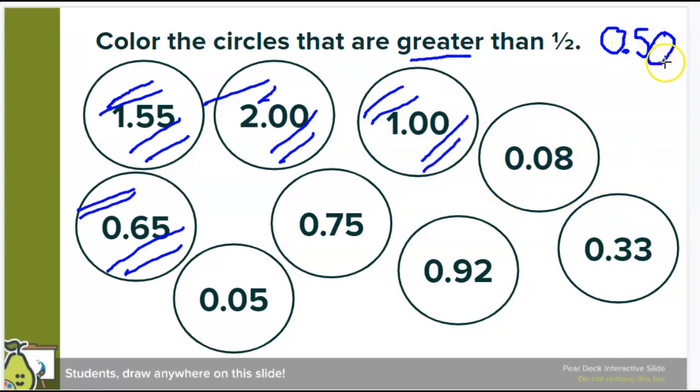8 cents. 8 cents is not bigger than 50, so I'm not going to color that one. 33 cents, that's not bigger. 92 cents, yes, that is bigger. 75 cents, that's bigger. 5 cents, I'm not going to color that one. So when we're coloring these, if you notice, if it's bigger than 0.50, we colored it. If it was not bigger than 0.50, so less than, we did not color it.